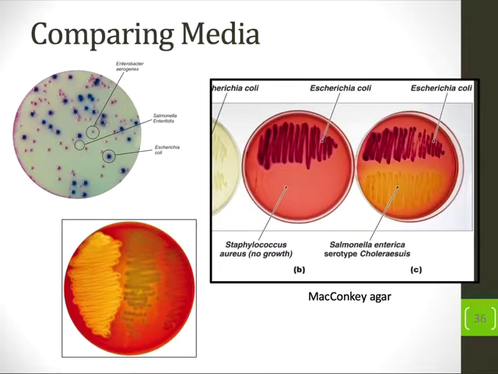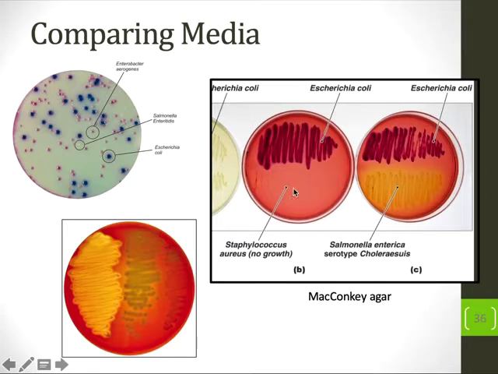So these are examples of differential media. This is a differential media. There's a blood agar differential media. This is MacConkey agar. It's both selective and differential. So you see E. coli presents differently. It metabolizes the nutrient differently than Staphylococcus aureus, which doesn't even grow at all.